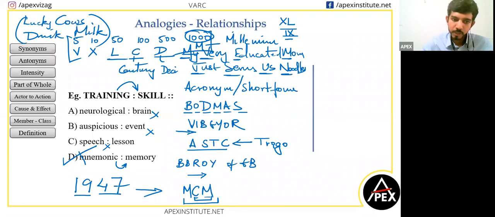Now we need to work out 47. So 47 is not this. This is not the way you write 47. First we need to put 40. So 40 becomes XL. So here you have XL. And then you add 7. So this is 1947 in Roman.